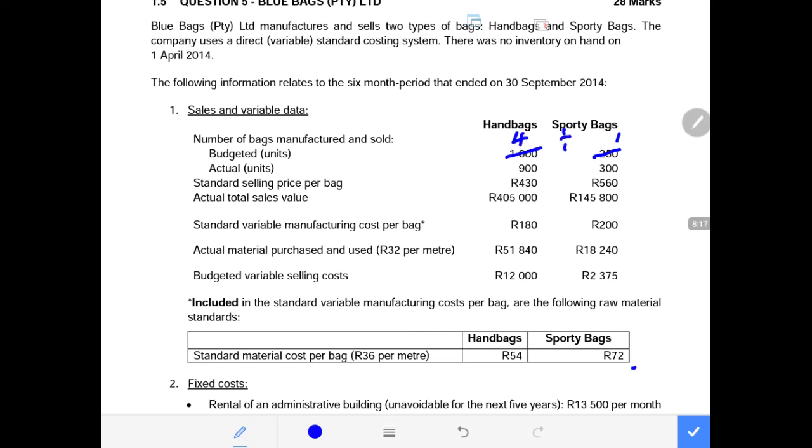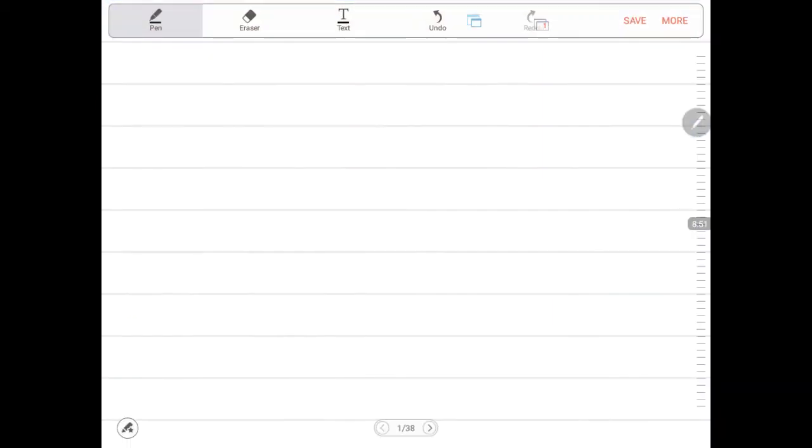That means now our sales mix, which I normally call the sales mix, is 4:1. That means for every 4 units of handbags that we produce, we produce 1 unit of the sport bag. Or for every 4 units that we sell of the product handbags, we sell 1 unit of the product sport bag. 4:1 in terms of sales and also in terms of production.